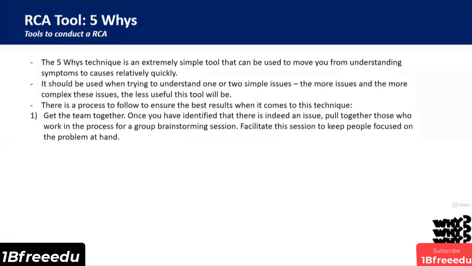So obviously, when you're running a session like this, you need to make sure that the session is well facilitated. So this could be yourself or someone else who knows how to facilitate a session to make sure people are focused on the problem at hand.